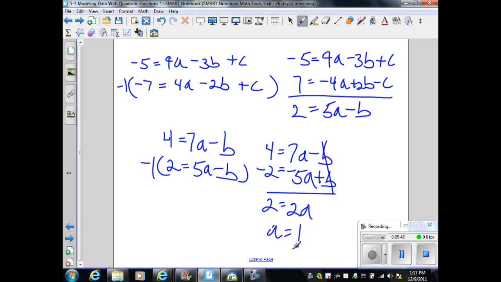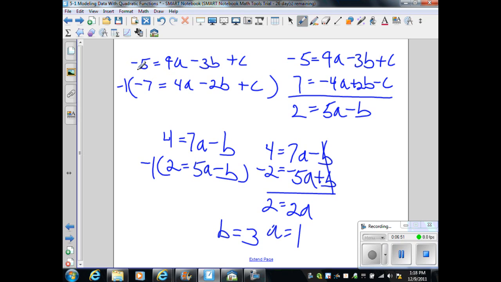I can take a equal to 1 and substitute it into one of these two equations. If I substitute in here, 7 times 1 is 7. Subtract, I get negative 3 equals negative b, or b equals 3. So now I know that b equals 3 and a is equal to 1. Now that I have a and b, I can substitute them into one of the originals.